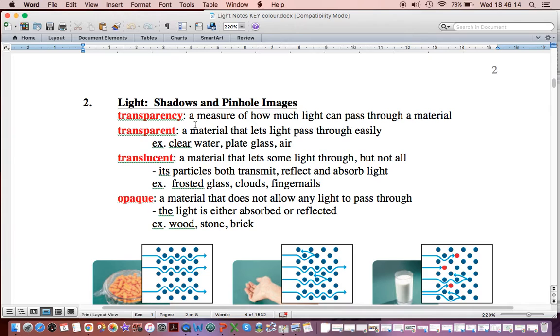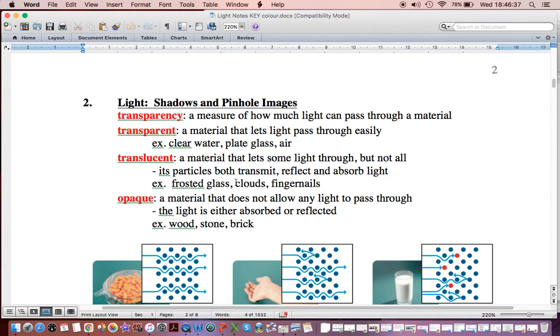So transparency says it's a measurement of how well light can pass through a material. So something that's transparent will easily let light pass through, and here are some examples. And something's translucent will let some light through, but not all. And some of the light may be absorbed, reflected, or scattered.